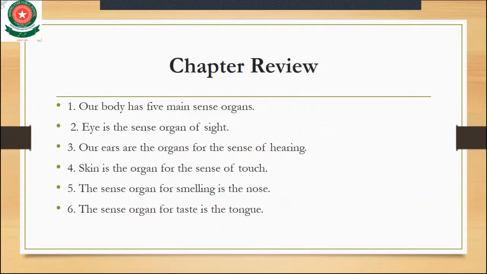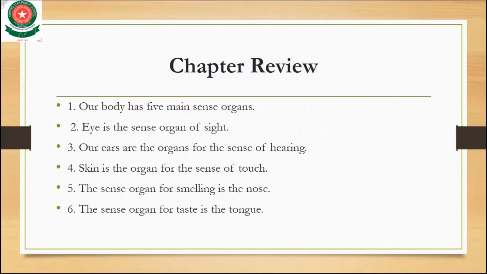Okay, see, this is the first point. First, we learn about the five main sense organs: eyes, ears, skin, nose, and tongue. Second, we learn about the eye structure. The eye is the sense organ of sight. Third, we learn about the functions and description of the ears. The ears are the organ of hearing. Then we learn about the skin, which is the organ of touch.